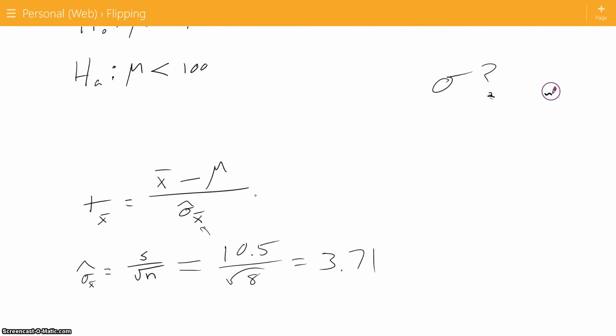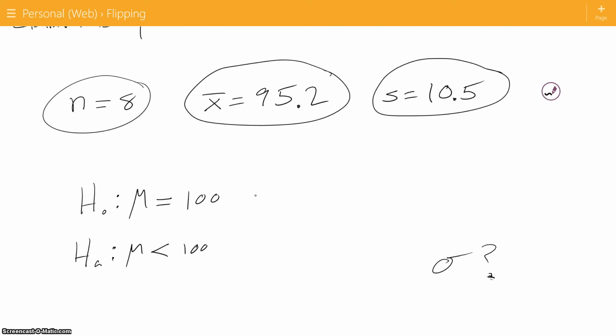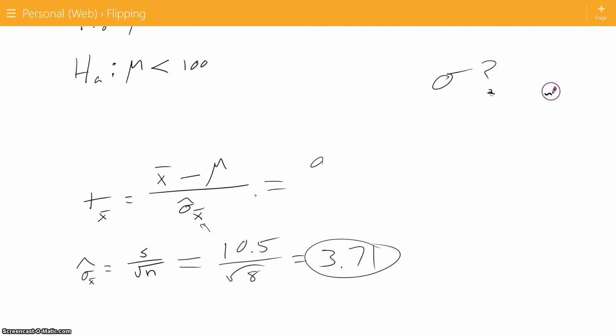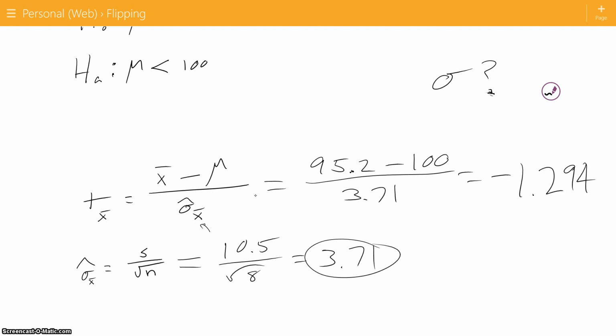Okay, now I can take this and I can use my standard error, plug it into here. We already said that the x bar is 95.2. So I plug in 95.2 minus, I'm going to plug in 100 here because this is the mu from our null hypothesis. This is what we're going to lay for our initial claim. And then we just determine the standard error, which is 3.71. Do all the calculations on this, and you should get negative 1.294. Okay? And this is your t-score right there.